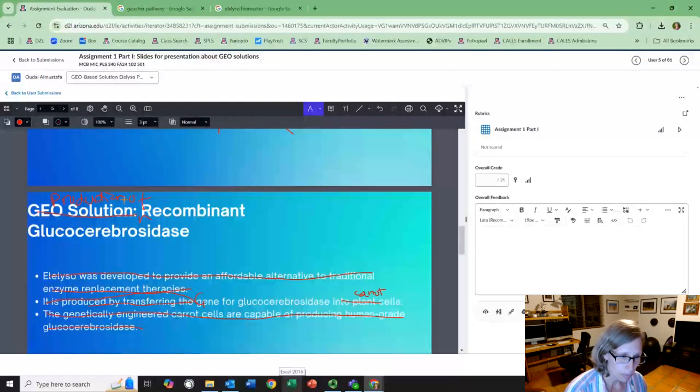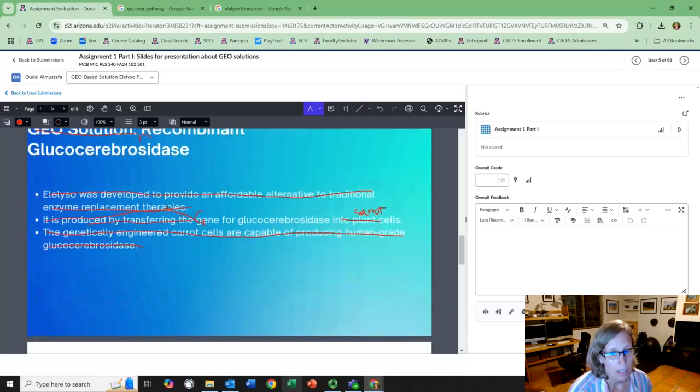And here, I think you're focusing on the production. So it could be production of recombinant glucocerebrosidase. And I mean, this is something you can say verbally. It's not important enough to write it on the slide. And then just say a gene for glucocerebrosidase in carrot cells. That's all I could find to keep here. And then you would explain this elsewhere.